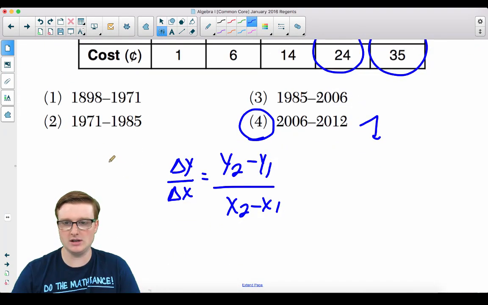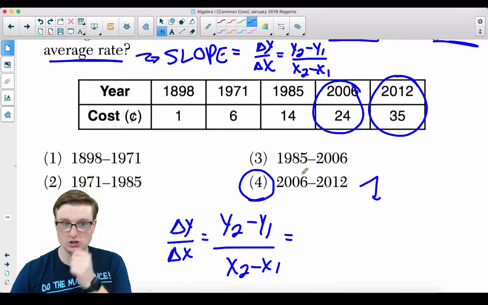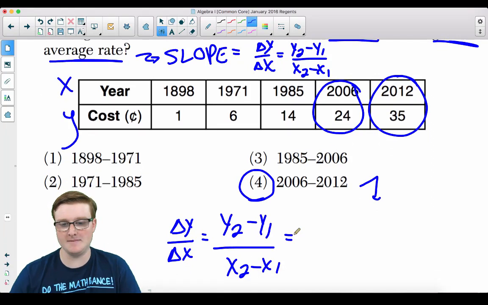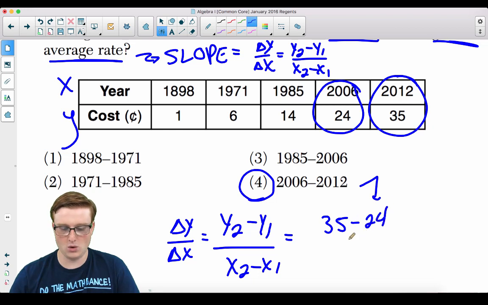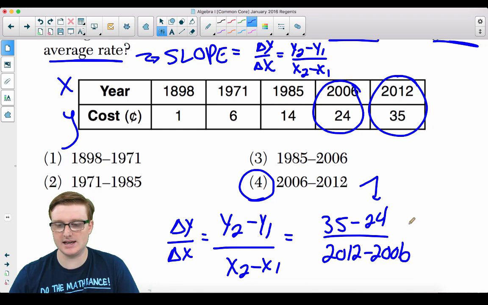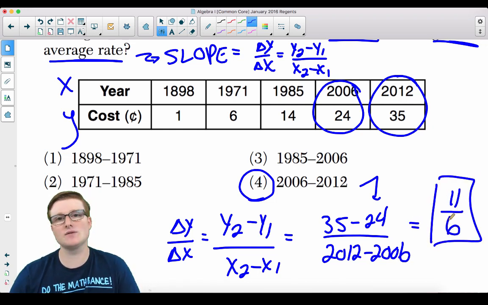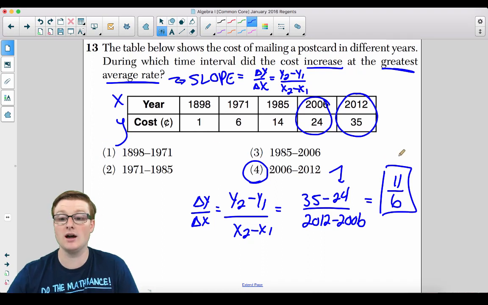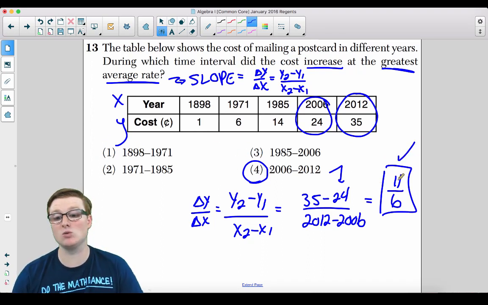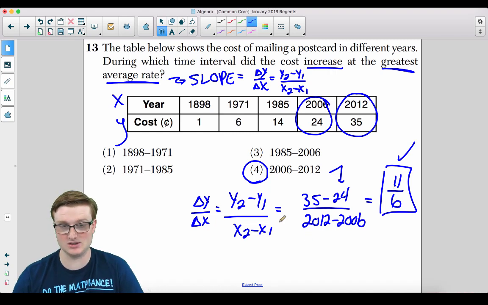All you have to do is take those values. This is x, this is y. So this is going to be 35 minus 24 over 2012 minus 2006, which is equal to 11 over 6. And 11 over 6 is greater than all of these other answer choices that you see here. So your answer is going to be choice 4. I promise you, if you do the slope with all of these, the numbers that you will get will be less than 11 over 6.